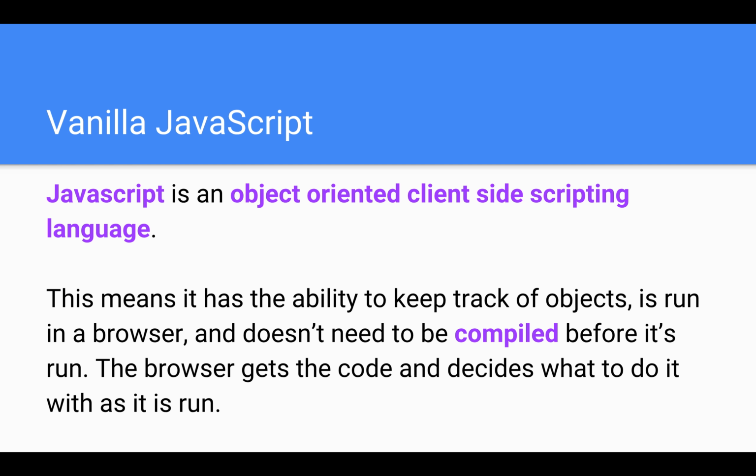We're also going to be using vanilla JavaScript. JavaScript is an object-oriented client-side scripting language. This means it has the ability to keep track of objects, is run in a browser, and doesn't need to be compiled before it's run. The browser gets the code and decides what to do with it as it is run.